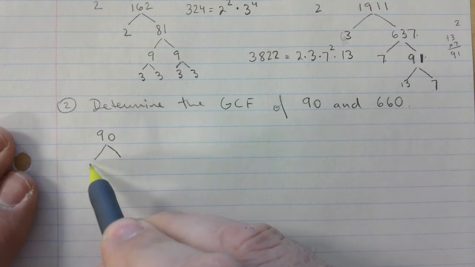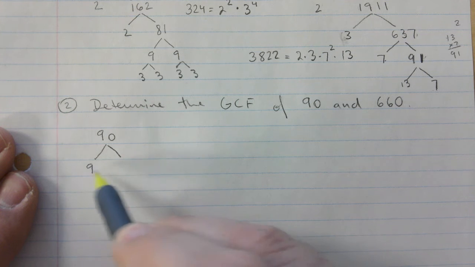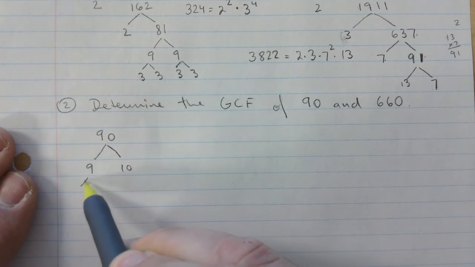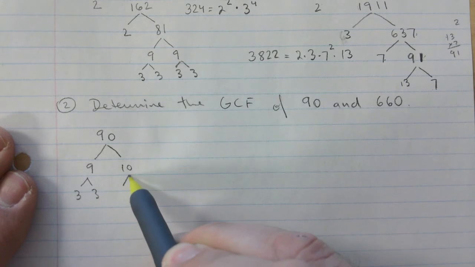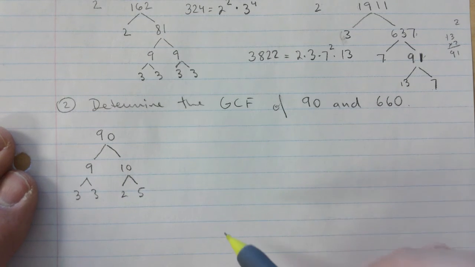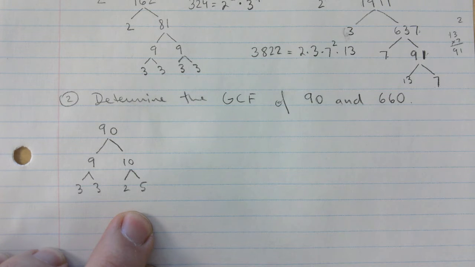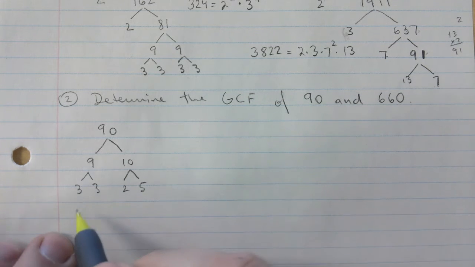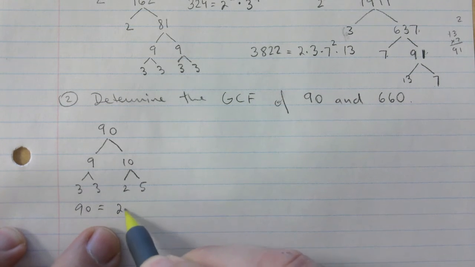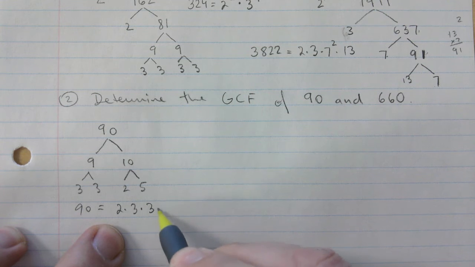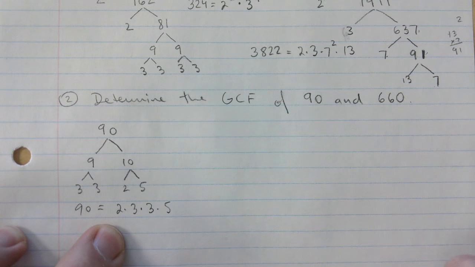Okay, so here you get a little looser, right? Like 9 times 10, you break this one down into 3 times 3, you break this one down into 2 times 5. Right? That's another way of doing it. So when it's numbers you recognize, it goes a little faster, right? So 90 is going to be 2 times 3 times 3 times 5. Okay? So when we're doing the GCF, you want to write it in expanded form. You don't want the powers.